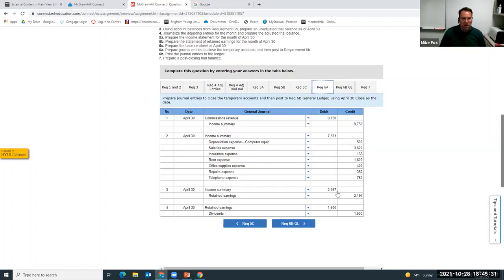So we close that by debiting income summary, crediting retained earnings, and then we close our dividends by debiting retained earnings and crediting dividends.